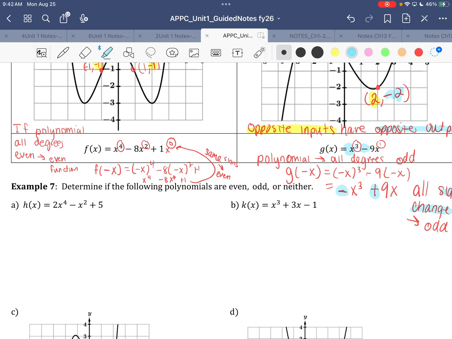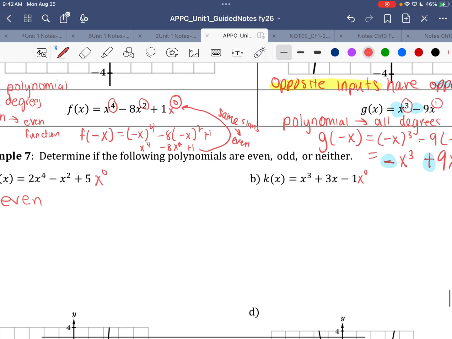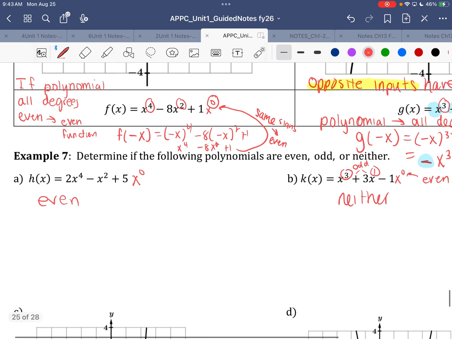All right, determine whether the polynomial is even, odd, or neither. So on A, what do we think? Even. Oh my gosh, I keep doing it. I want a pen. We're saying even. All right, B, what do we think? No. Neither. It has odd for the first two and then even for the last one, where this one was all even.